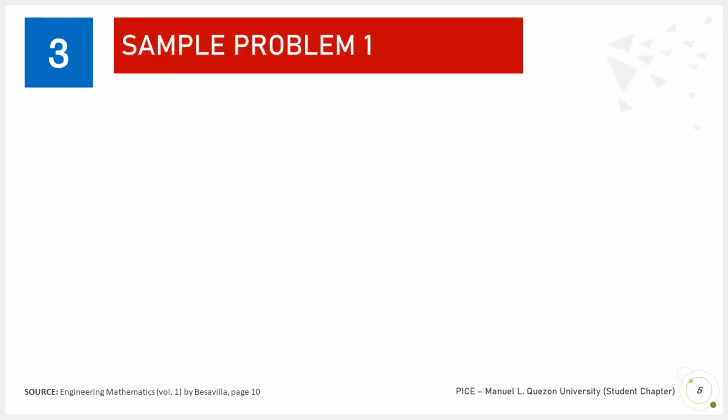So let's proceed sa sample problems. First problem, we are tasked to find the value of x in the common logarithm of 625 to the base x is equal to 4. So ang gagawin natin dito is we transform this from logarithmic form to exponential form. So ayun yung ibig sabihin ng property F.